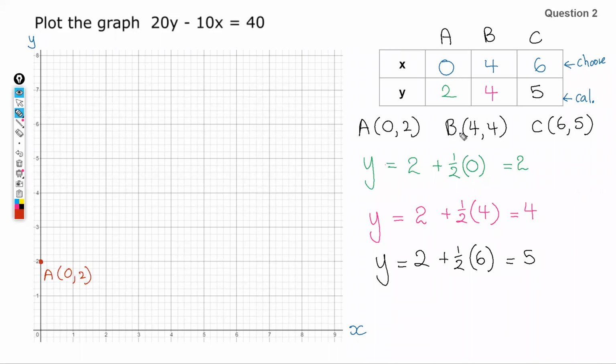The next point is B, 4, 4. 4 on the X. And then we rise to also 4 on the Y. Right. And the last point is 6, 5. 6 on the X. And we rise to how much? 5.